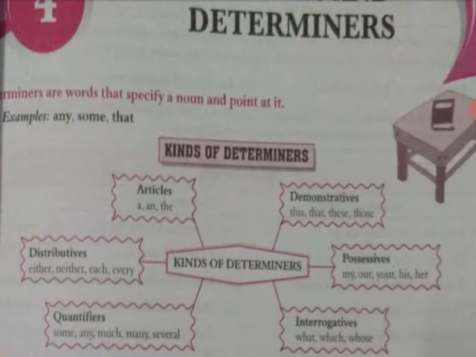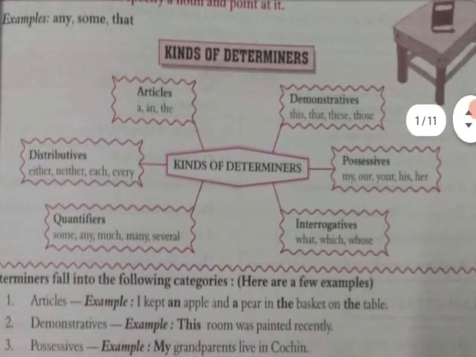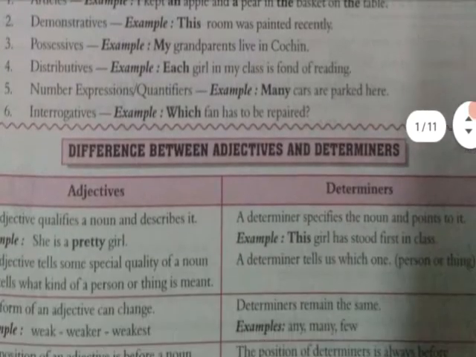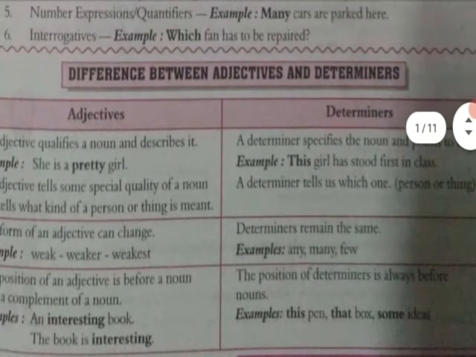Now let's see what determiners are. Determiners are words that specify a noun and point at it. We have different kinds of determiners. Let us discuss them one by one. But before that, let us see what the difference is between adjectives and determiners.